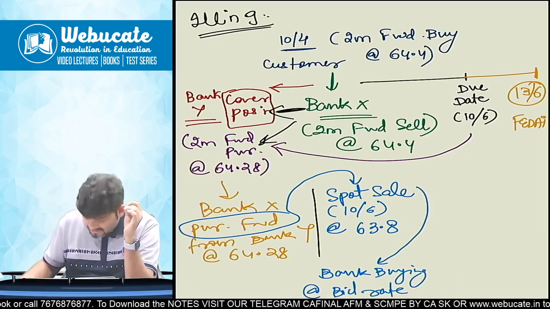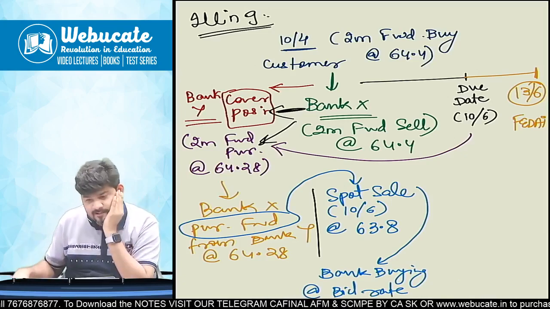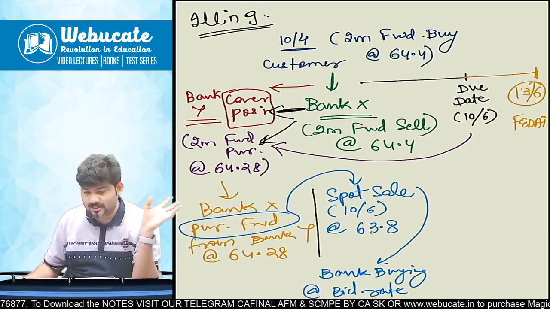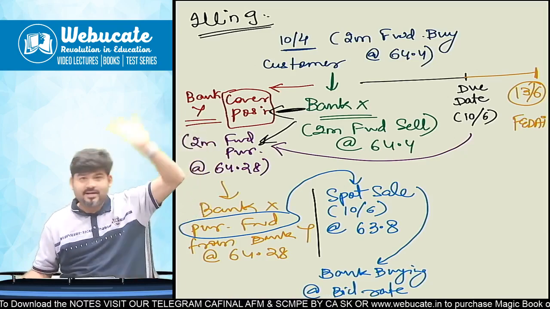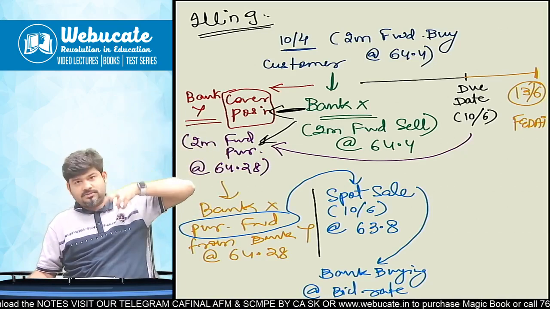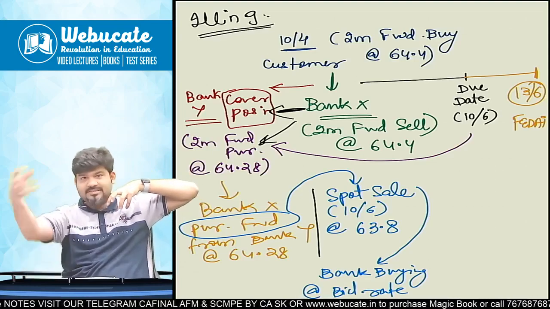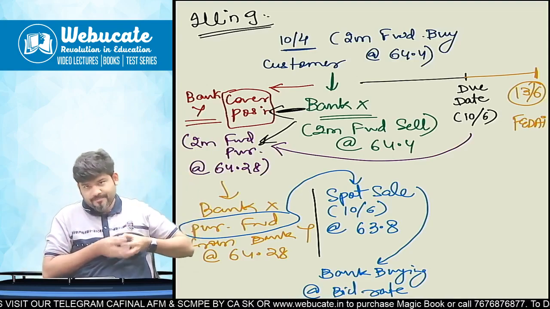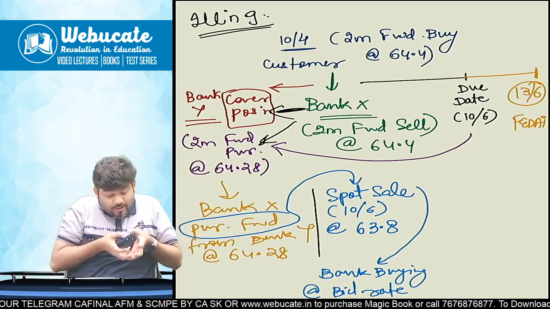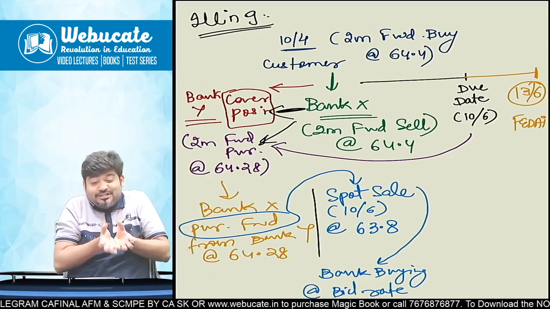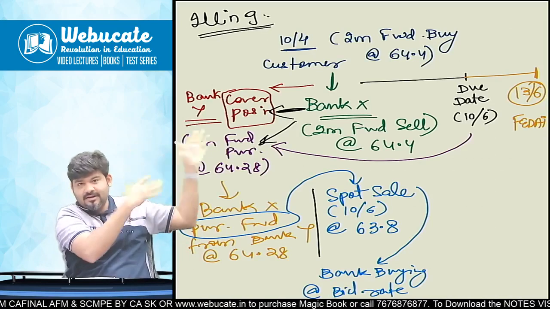Done. So spot sale is done. So transaction close here. Transaction with bank Y close. He sells to me, I purchase from him. Bank Y goes. Now what do I do of these dollars? $1 lakh is in my hand. I will spot sell. Done.